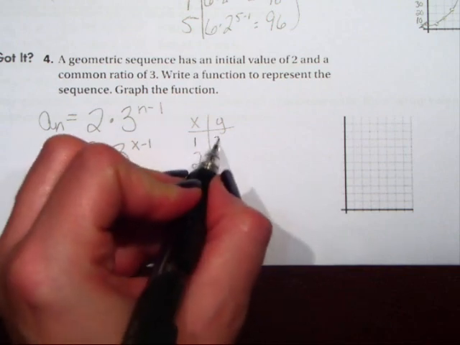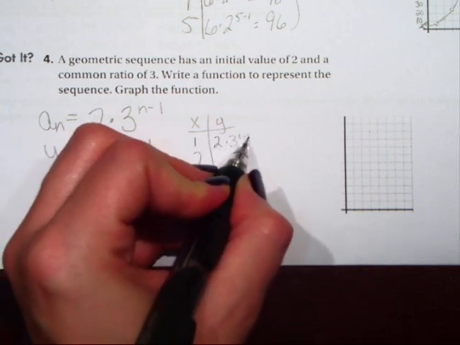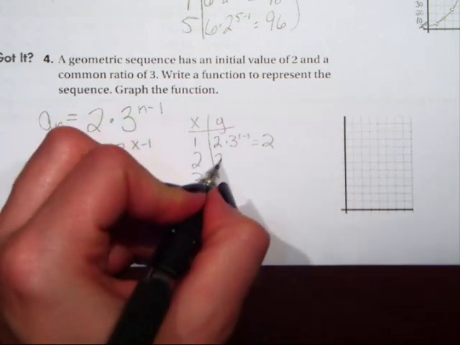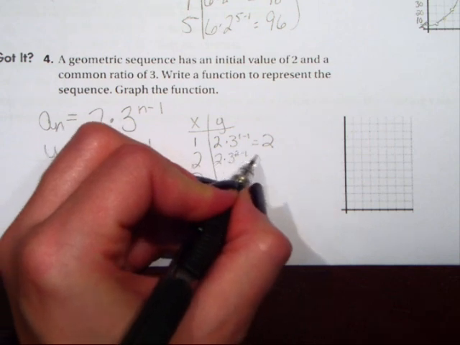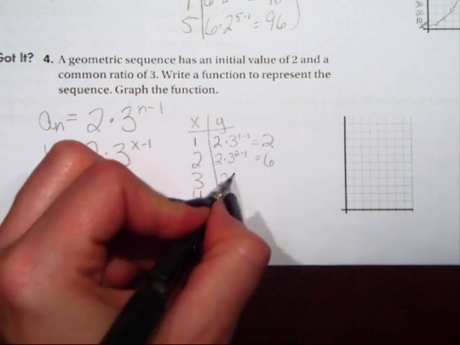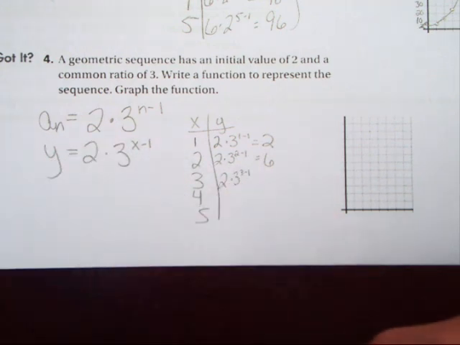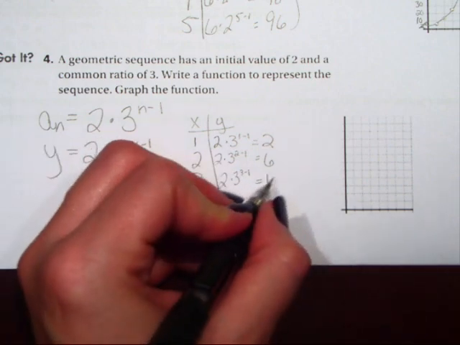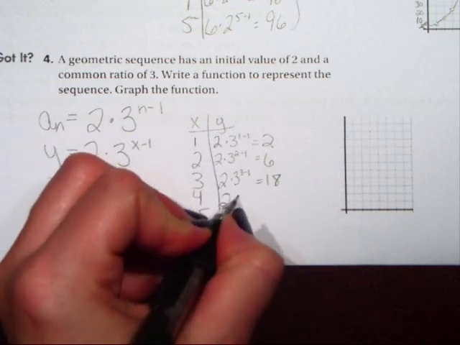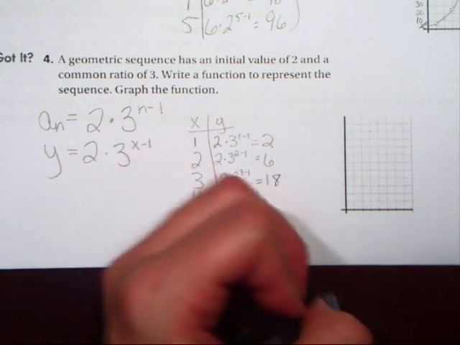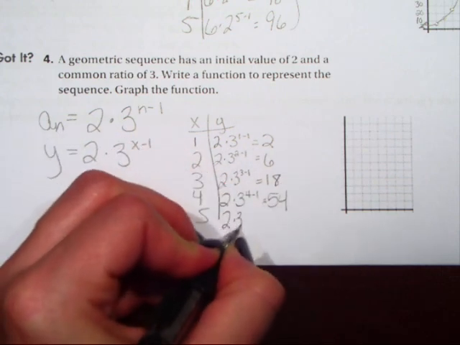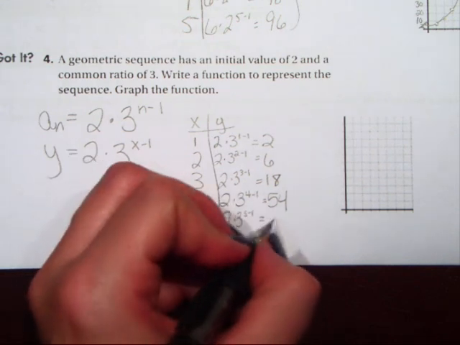So we do 2 times 3 to the 1 minus 1, which is just 2. And then we do 2 times 3 to the 2 minus 1, which is just 6. 2 times 3 to the 3 minus 1, which is 18. I'm doing them real fast in my head. You should be able to do them. Maybe not quite as fast, but you should be able to. 2 times 3 to the 4 minus 1, 54. And 2 times 3 to the 5 minus 1, 162.